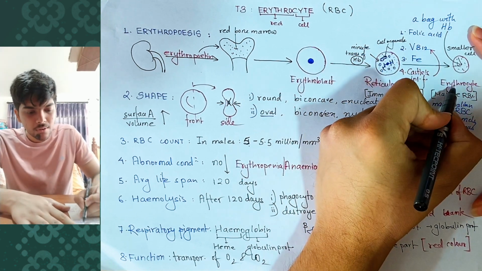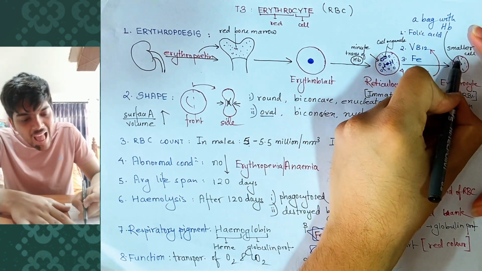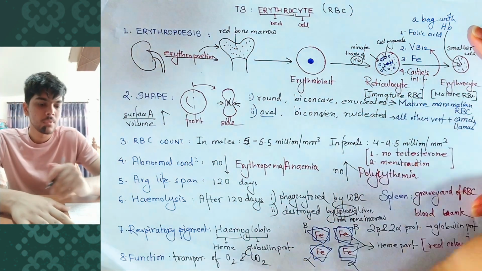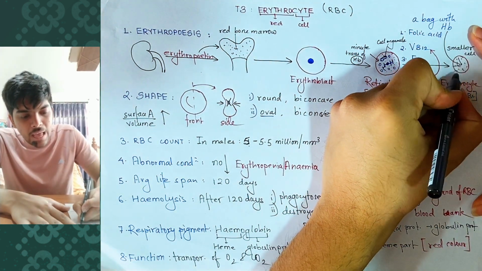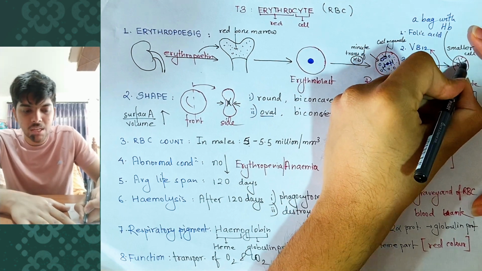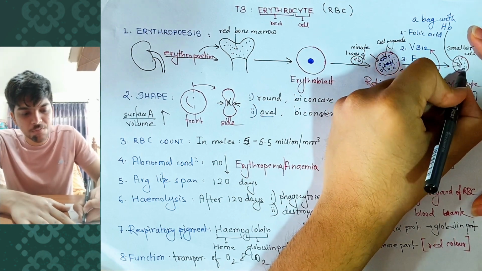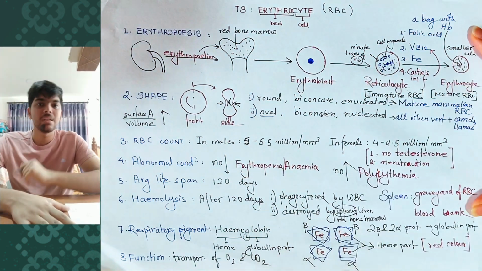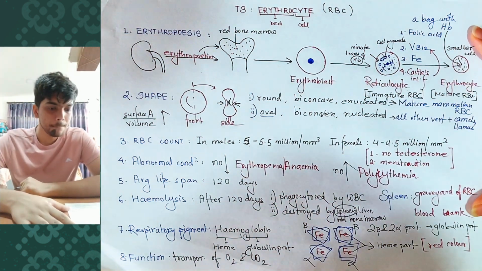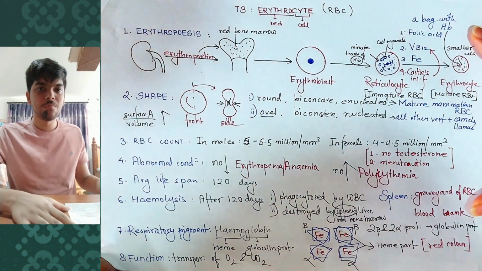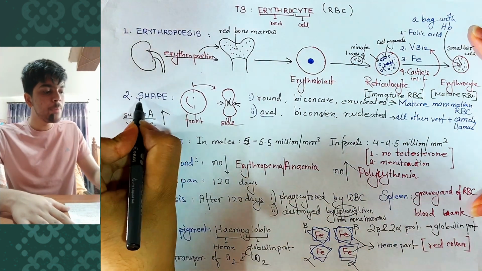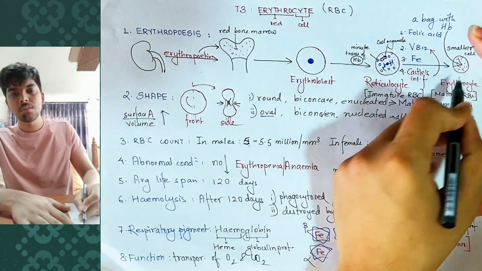And erythrocyte is nothing but a bag filled with hemoglobin. So there's your plasma membrane, which is the outer membrane, and inside of which there's just hemoglobin. It's just filled with hemoglobin, which is the respiratory pigment. Okay. So now we know how red blood cell is formed. Now let's look at the shape of the red blood cell that has just formed.